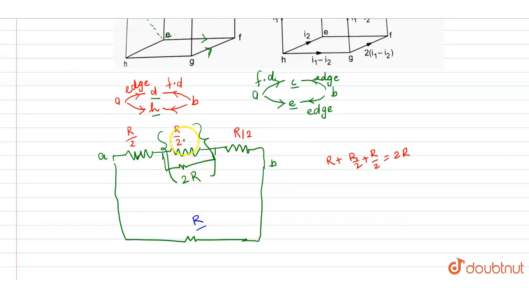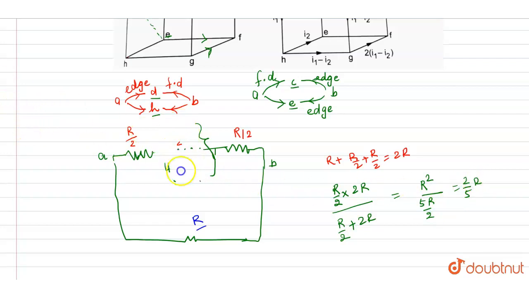Now these two are in parallel. So these two can be replaced by a single resistance, and the value will be (R/2 × 2R) divided by (R/2 + 2R). That means this is R squared divided by 5R/2, that means this is 2/5 R. So these two can be replaced by a single resistance having the value 2R/5.